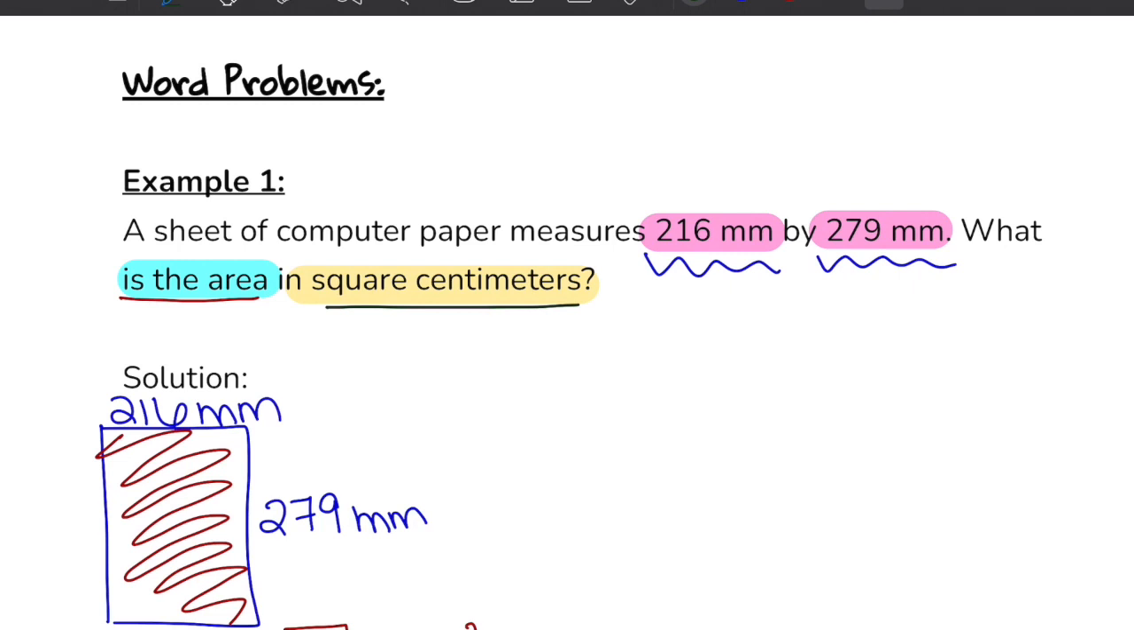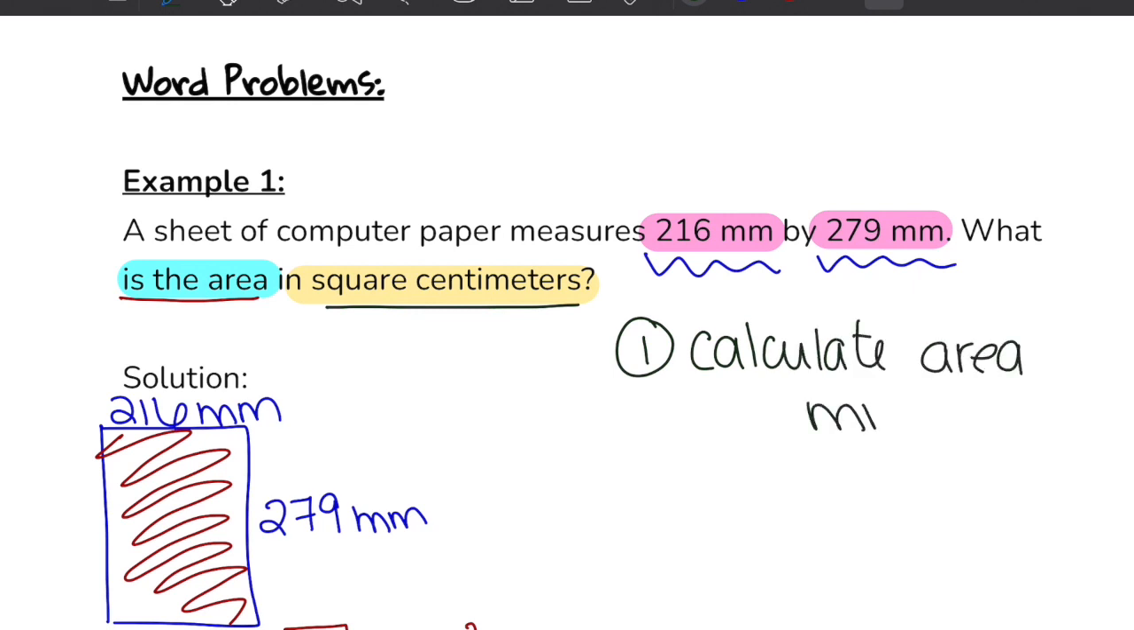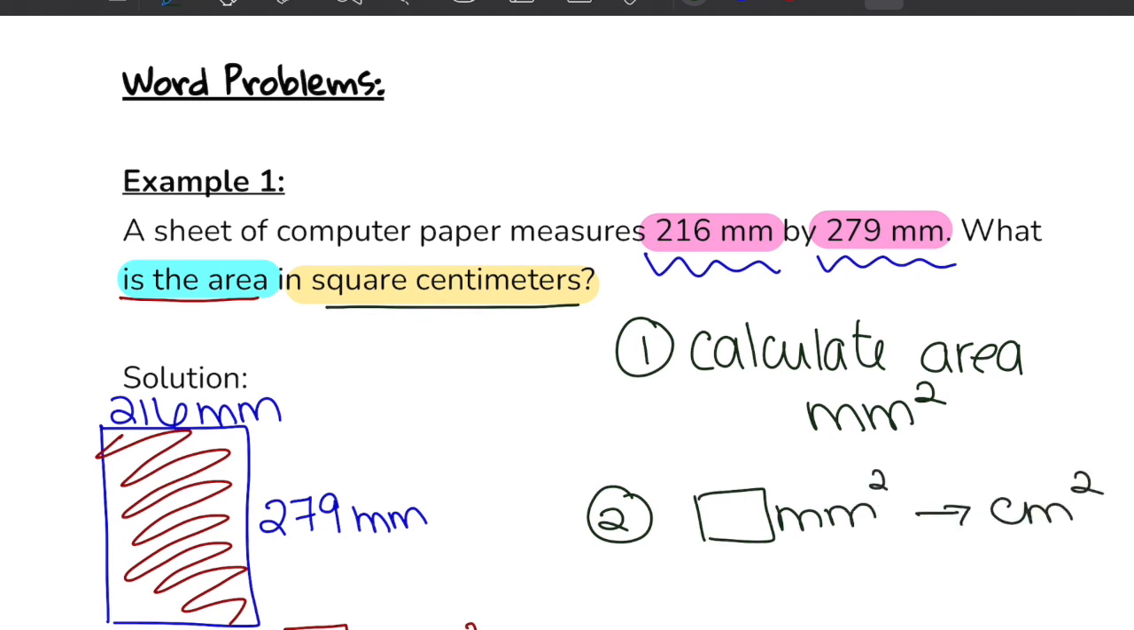Not a problem. So let's first write down what our steps are so that we can keep track of them as we're solving this problem. So step number 1, we're going to calculate the area, but we're going to calculate it in millimeters squared. Step number 2, we're going to take that number that's already in millimeters squared and we're going to convert it to centimeters squared. Okay, so let's begin with step number 1.